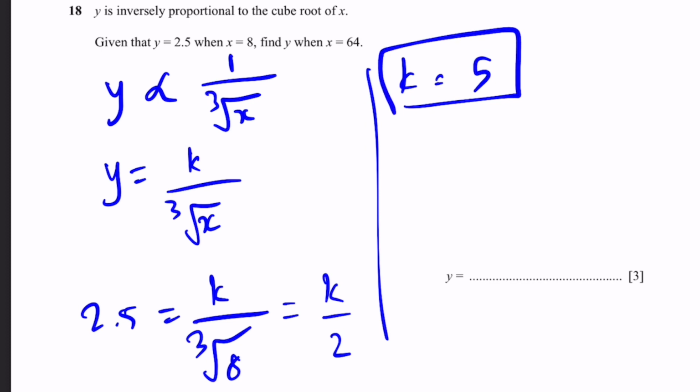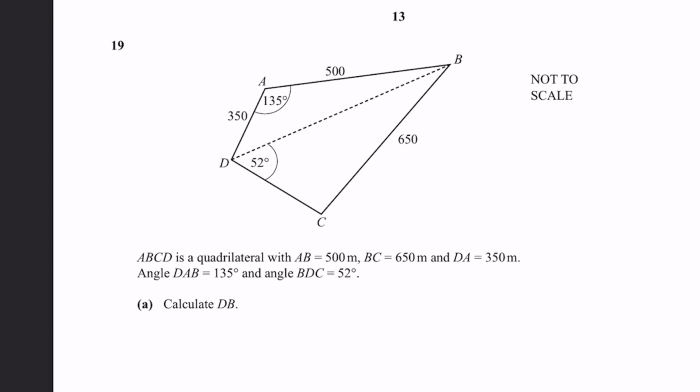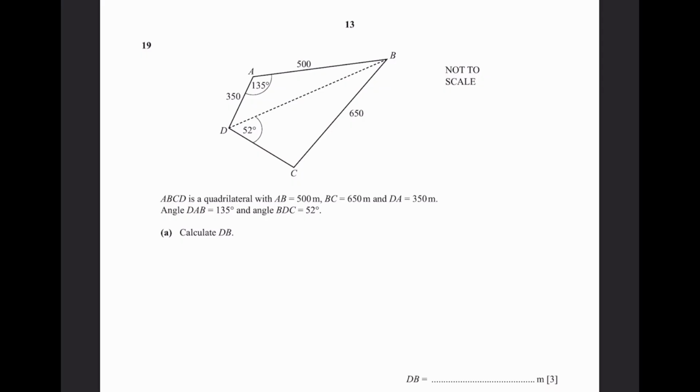Now, y is equal to 5 by cube root x. And in this case, substituting x equals 64, we get 5 by 4, which is 1.25. That's the answer. Now going to question 19. ABCD is a quadrilateral with AB equals 500 meters, BC equals 650, DA equals 350 meters, all given here. These two angles are also given, angle DAB and BDC. A, calculate DB. We can calculate this using the cosine rule.